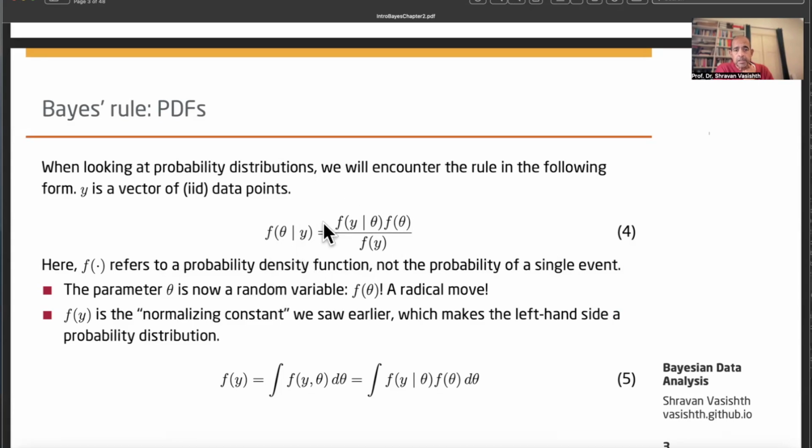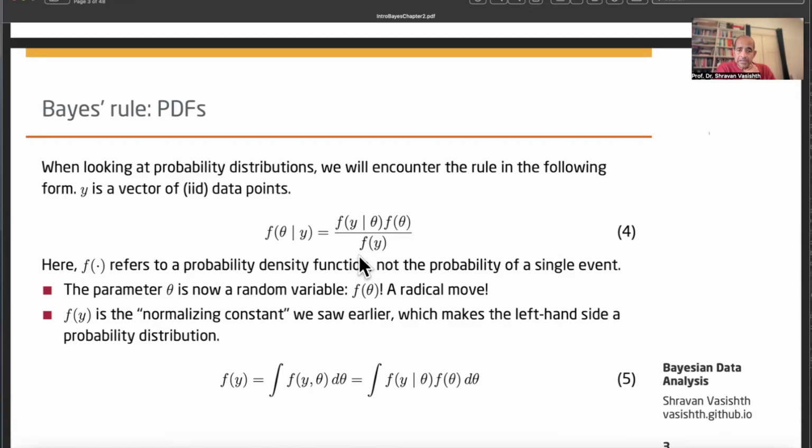Y is the data. And what Bayes' rule is actually saying is that the distribution of the parameter of interest theta given the observed data that we have is going to be equal to the likelihood of the data, that's f of y given theta, multiplied by a prior distribution on theta and divided by what's called the evidence. Okay, so divided by f of y.